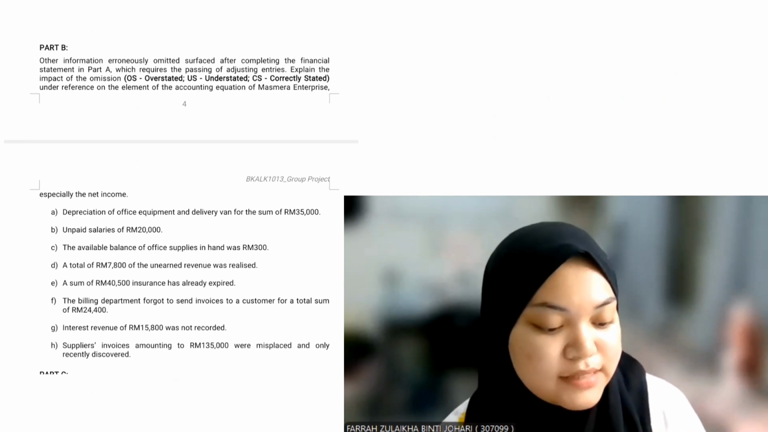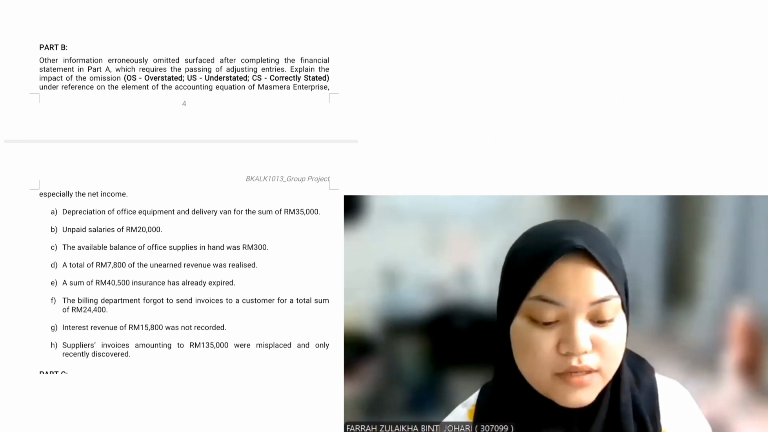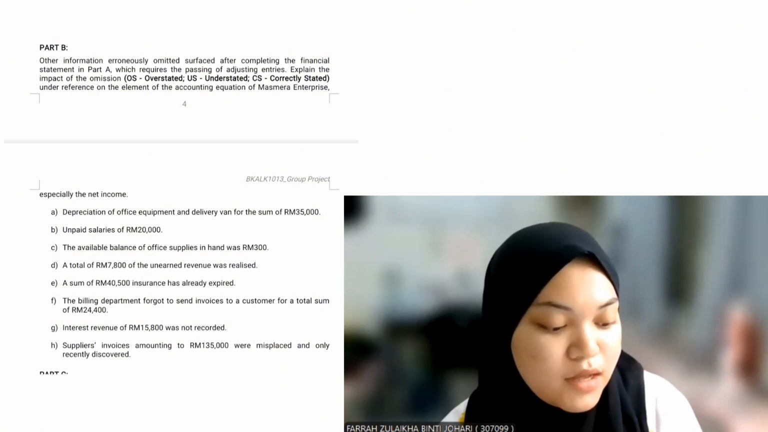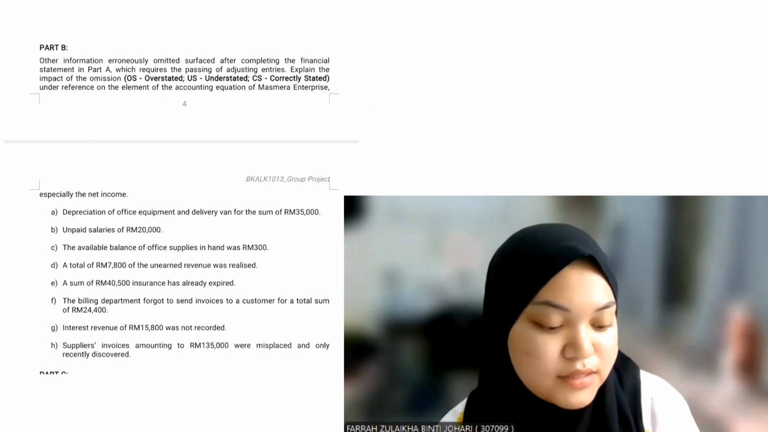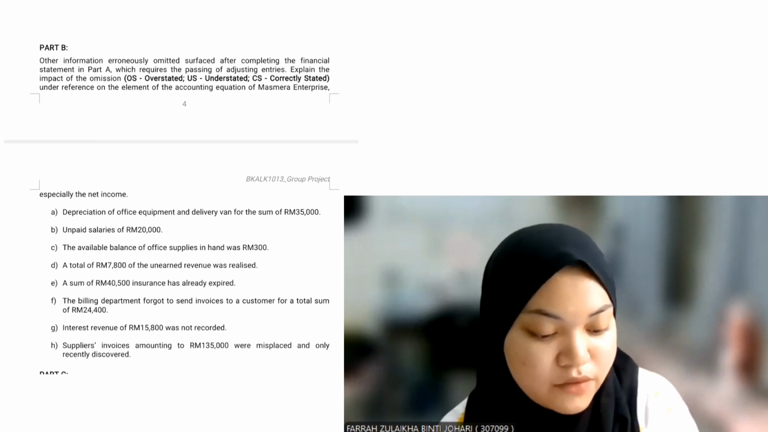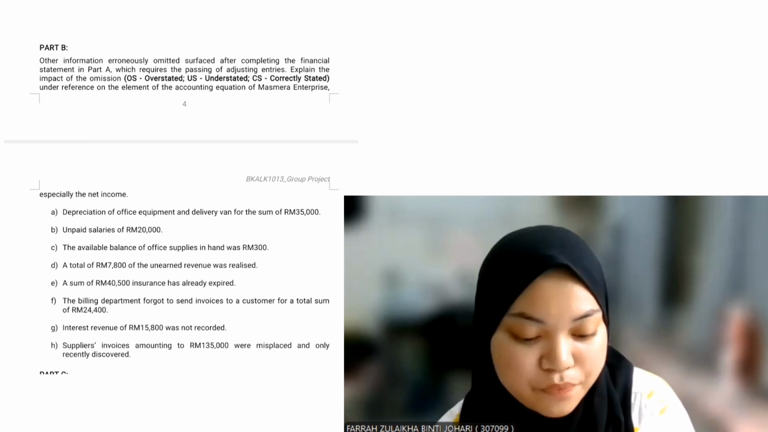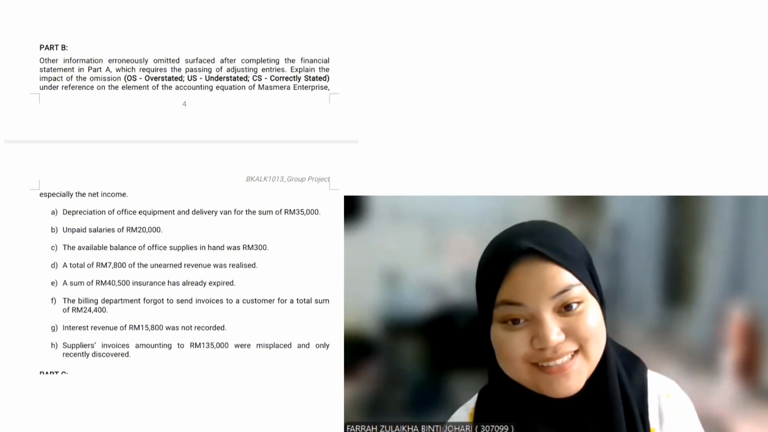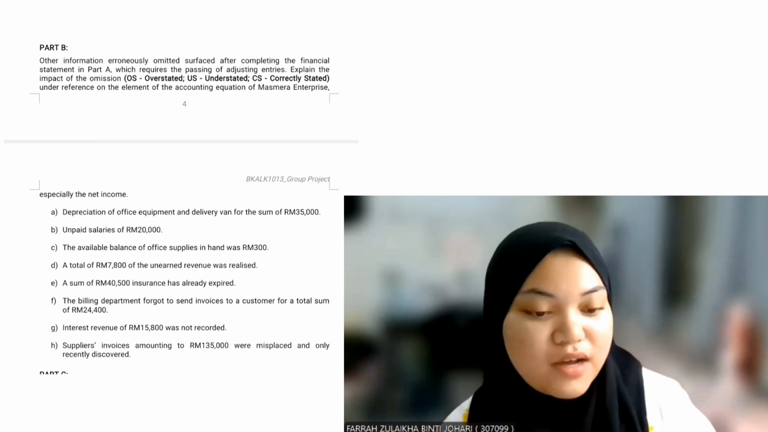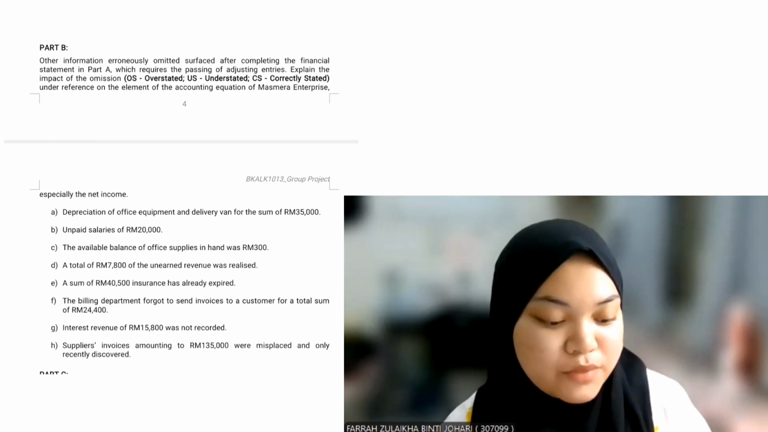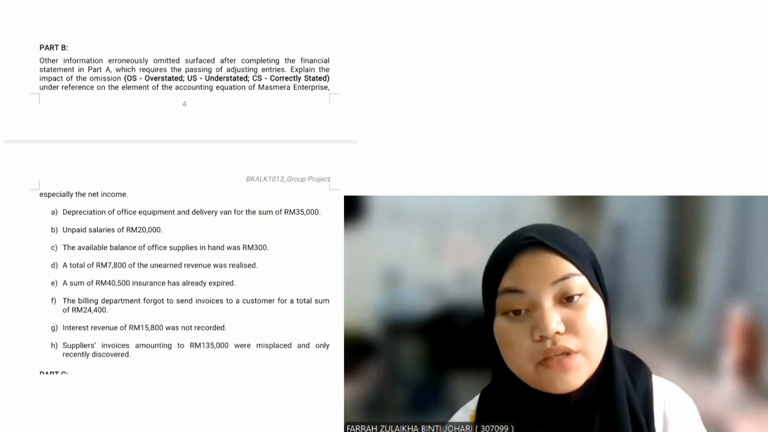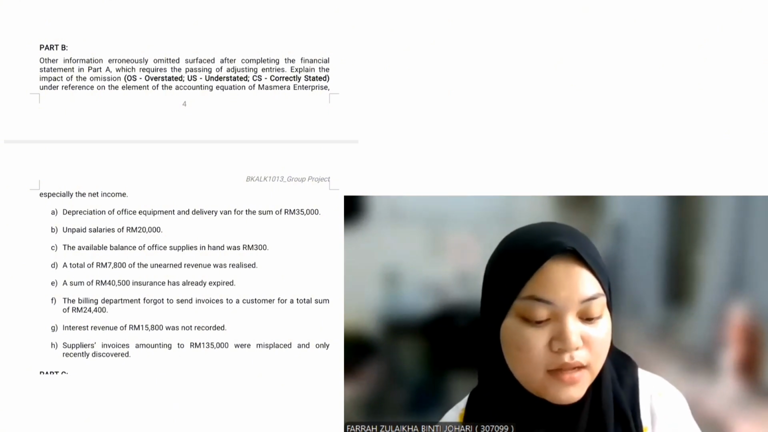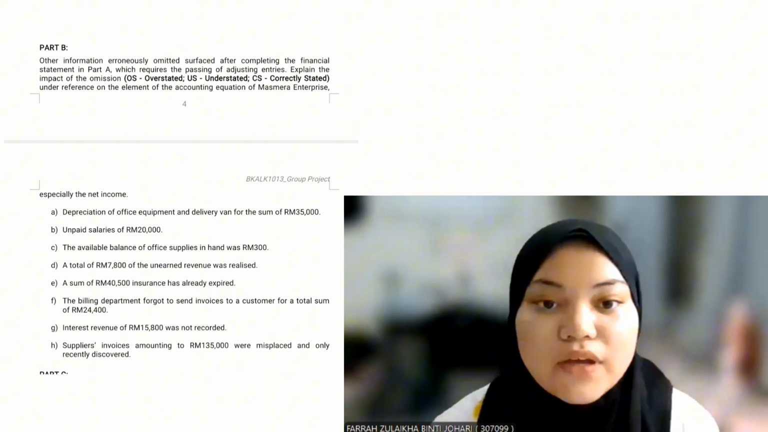The last is correctly stated. This is when the reported amount matches the actual amount. For instance, if a company reports 100,000 in revenue, and the actual revenue is also 100,000, the amount is correctly stated. So in simple words, overstated means the reported amount is too high, understated means it is too low, and correctly stated means the amount is accurate. Okay, do you get it?